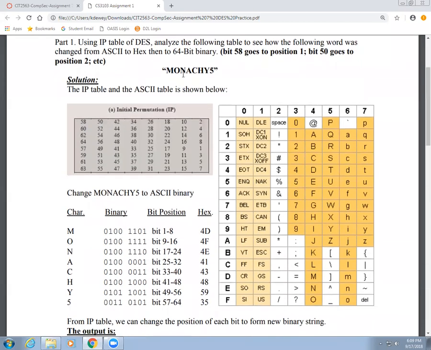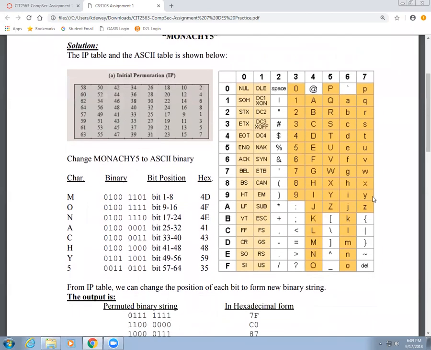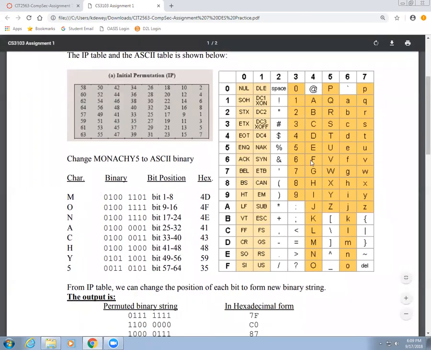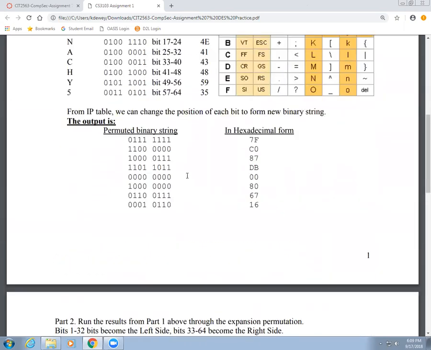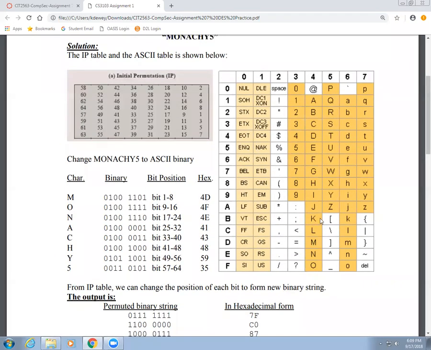Okay. So we take the word monarchy, so an M is right here. M is 4, D. So M is 4D. This is 4, this is D. If you forget how to do that, go to the very bottom and I give them to you right there. So an M converted from ASCII becomes 4D hex. Convert that to binary. So this is bit 1, this is bit 2, 3, 4, and so on.